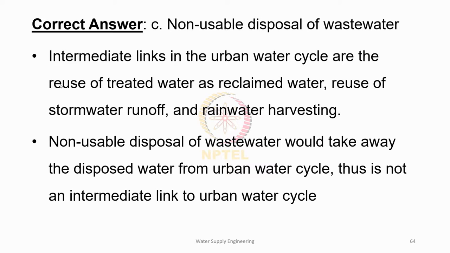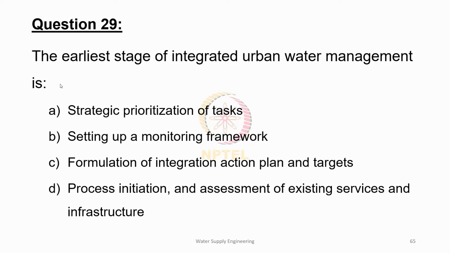Thus the non usable disposal of wastewater would take away the disposed water from the urban water cycle. It's not circulating anymore in the urban water cycle. So it's not an intermediate link there. Hope that is clear. Moving on to the next question.